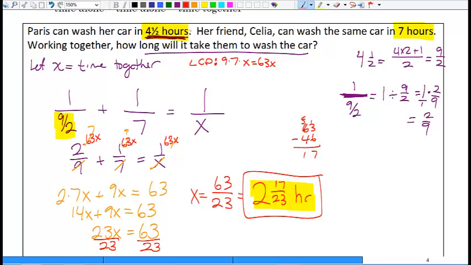A lot of students expect the answer to be somewhere in between 4.5 and 7 hours, but that doesn't make sense. If Paris can do it in 4.5, she wouldn't want Celia's help if it would take her longer to do it. She would only want her help if it could be smaller. So I like to go back and make sure that it makes sense at the end. And clearly, if I take 2 and 17 23rds hours and plug it in for the denominator, I'm not going to get 0, so that check is sufficient.